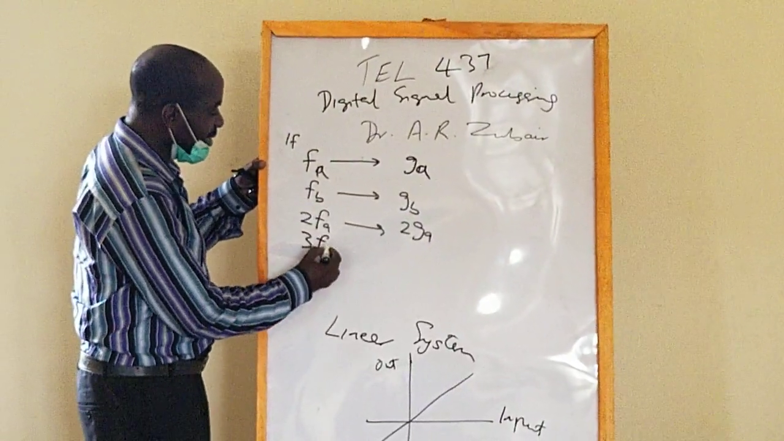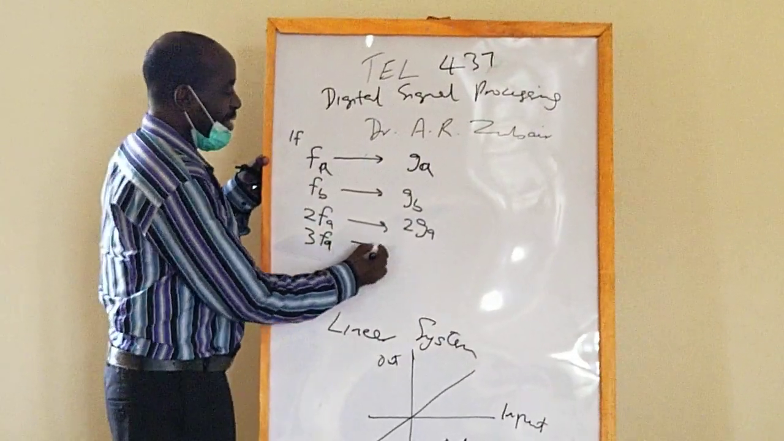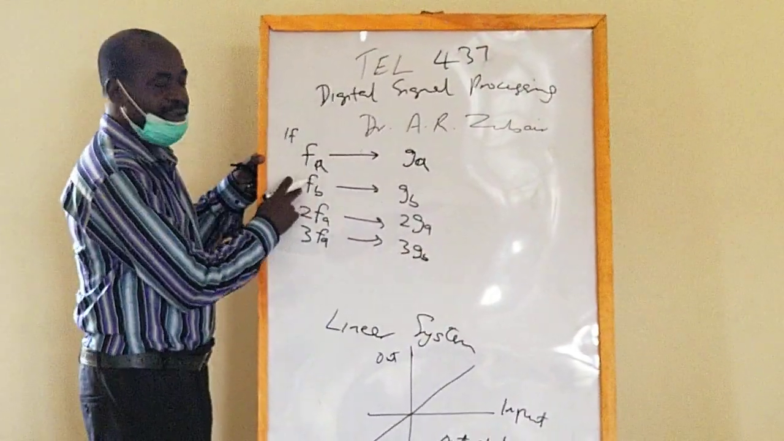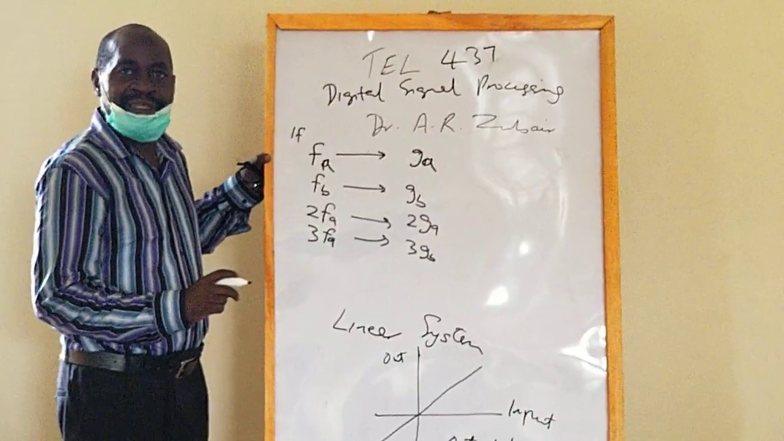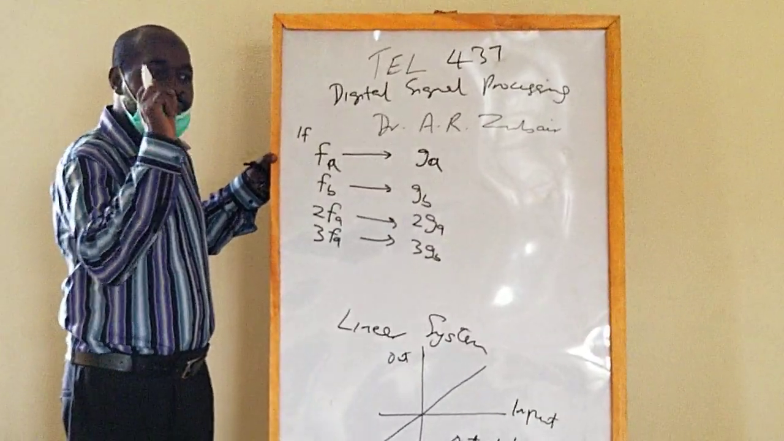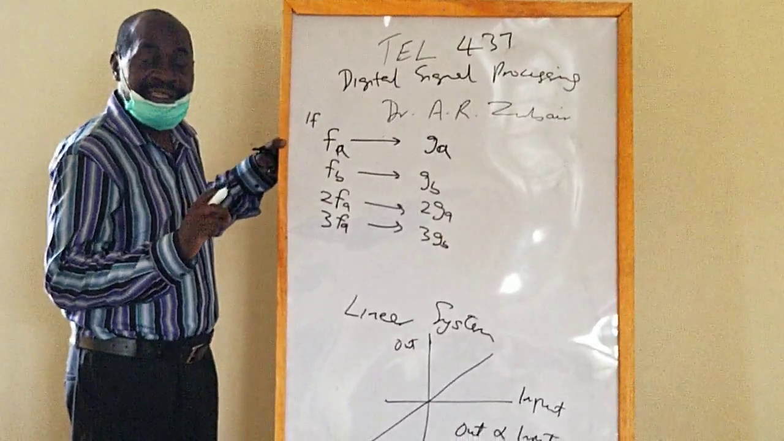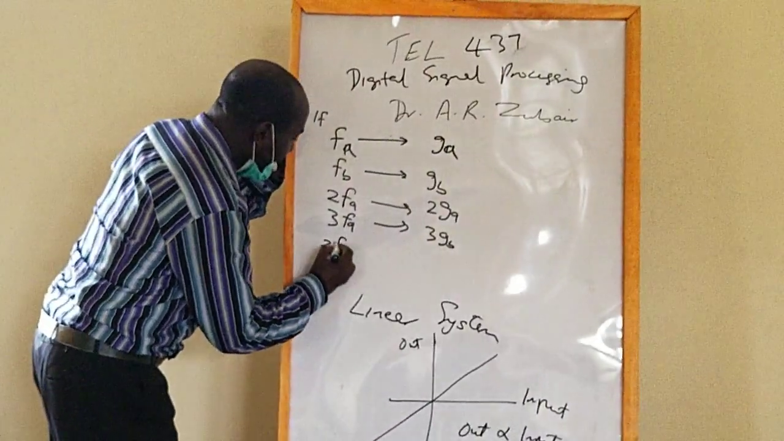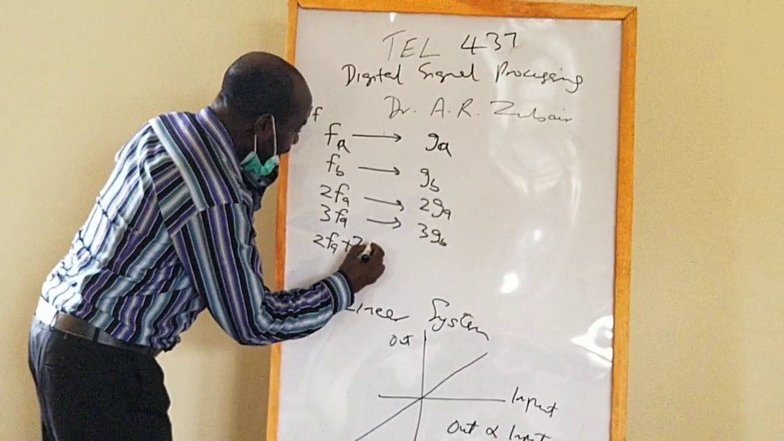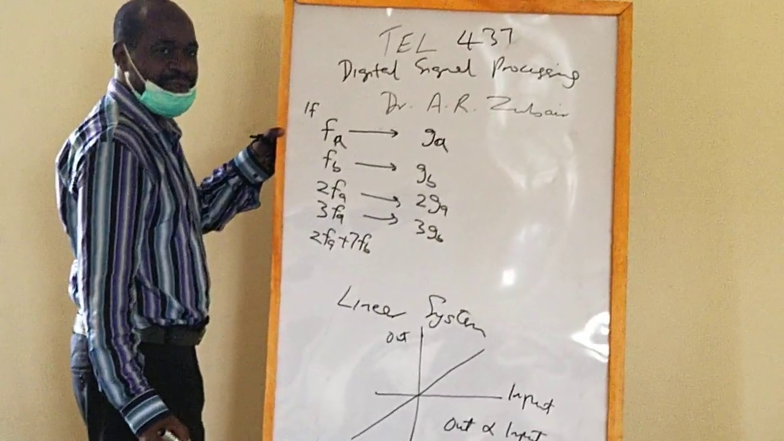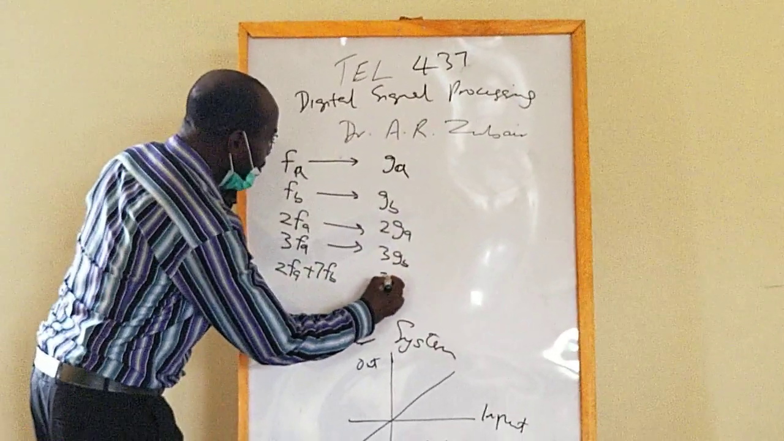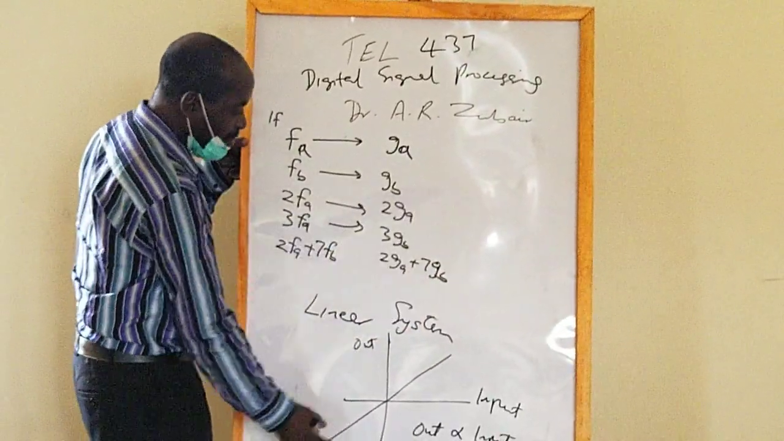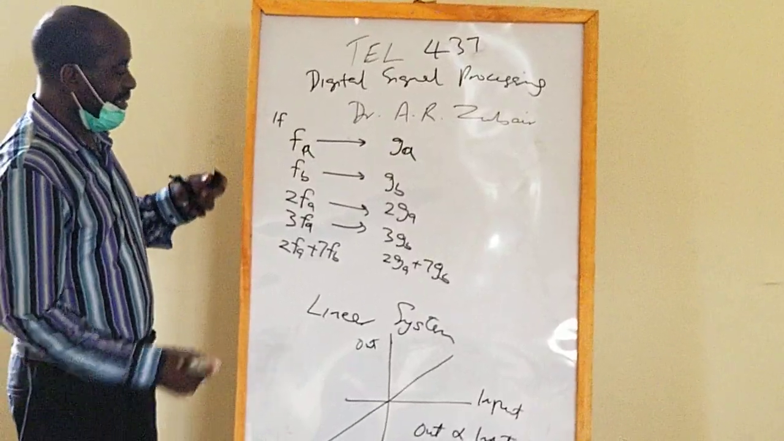If we send in 3FB, our output, you can guess, is going to be 3GB. That means when you double the input to a linear system, the output becomes double. When you multiply the input to a linear system by 10, the output becomes multiplied by 10. Now, if you bring in 2FA plus 7FB, you can guess what the output will be if it is linear. The output is going to be 2GA plus 7GB. This is the idea of the superposition theorem. So that is a linear system.